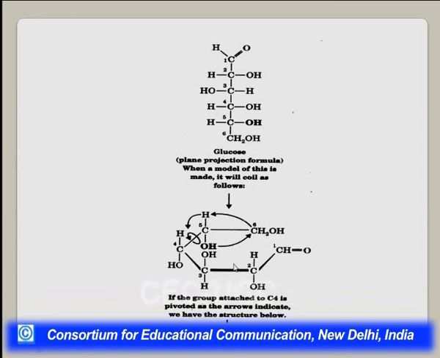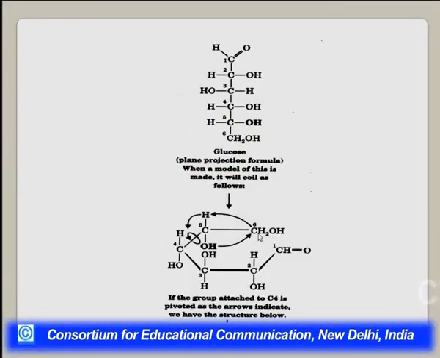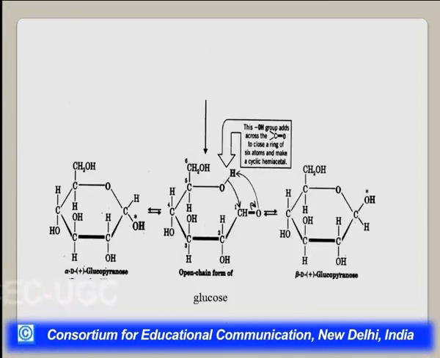Now what happens over here? If you look at these arrows carefully, the group attached to carbon number 4 is pivoted, meaning rotated on its own axis, as the arrows indicate. First of all you have to pivot this and then rotate this. This group will come to this, and this will come to this. So what structure is made from here? You can see this is the possibility. This will be the open chain form of glucose.